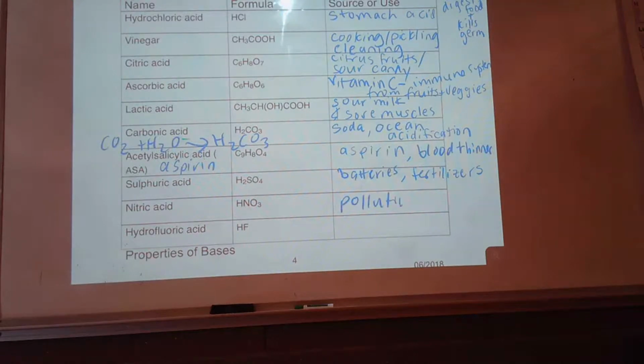pollution. Okay, and the last one, hydrofluoric acid. I don't think we have any use for that apart from in chemistry labs because this stuff is extremely dangerous. Nitric acid is used for making fertilizer. Oh, okay. And TNT.